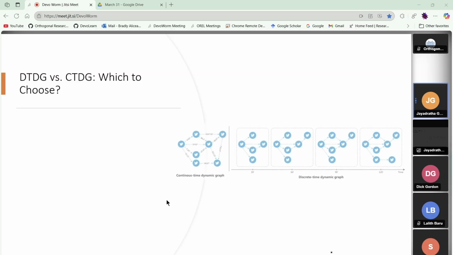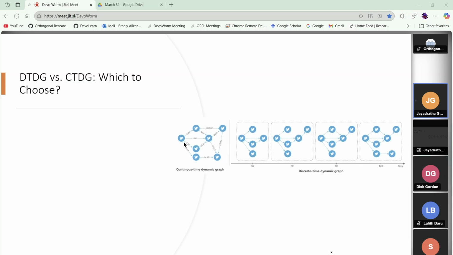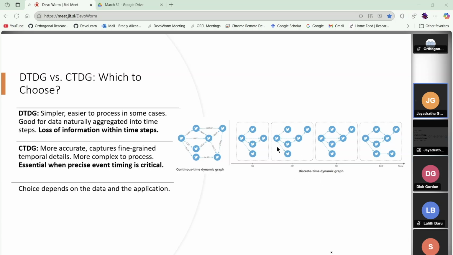So between CTDG and DTDG, which one to choose? As I have told, CTDG represents more fine-grained timing, and a discrete time temporal graph, or dynamic graph, represents snapshots at different times. So every 30 minutes, here I have shown for a Twitter network, I am taking a snapshot. So we can see DTDG is simpler, easier to process, and good for data naturally aggregated into timestamps.